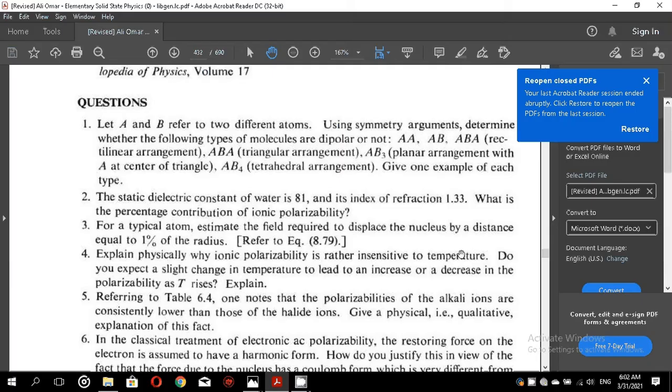Okay, now question number 2: the static electric constant of water is 81 and its index of refraction is 1.33. What is the percentage contribution of ionic polarizability? So for this question we have to use an equation mentioned on page 416. So let me go to this equation.